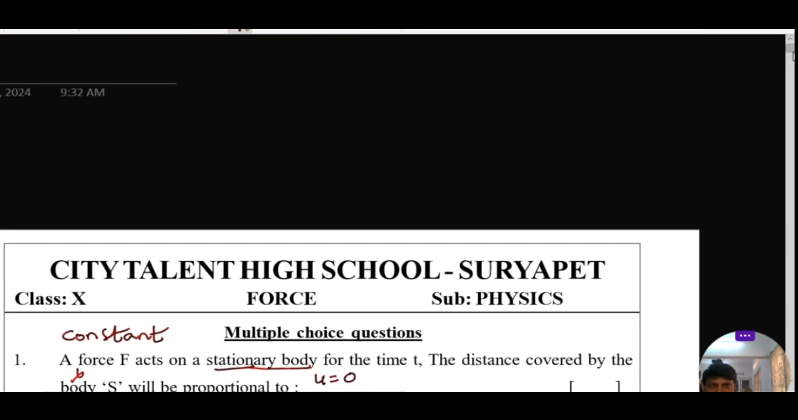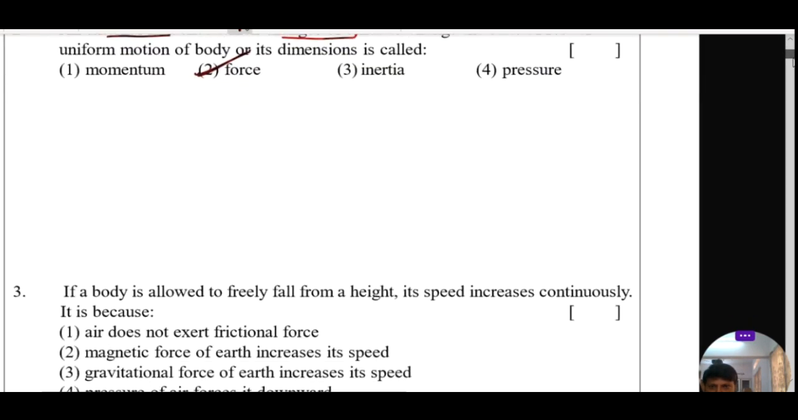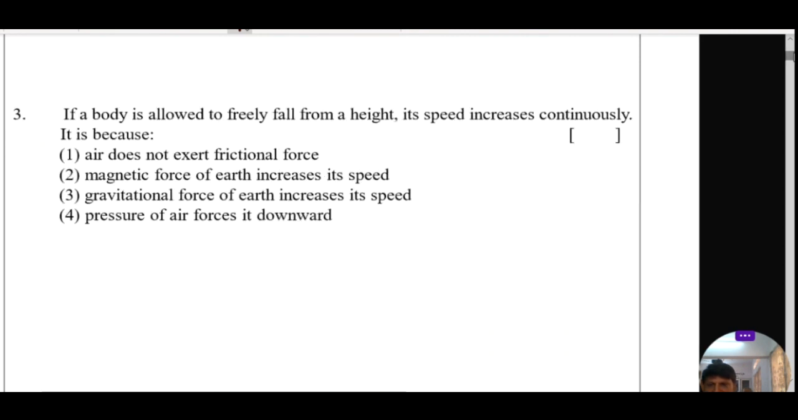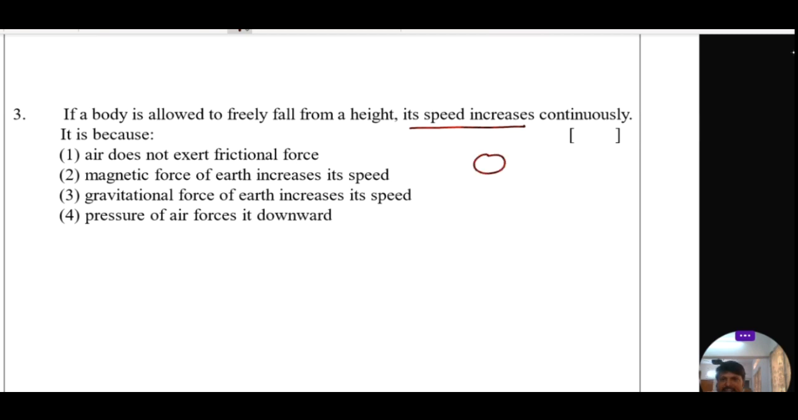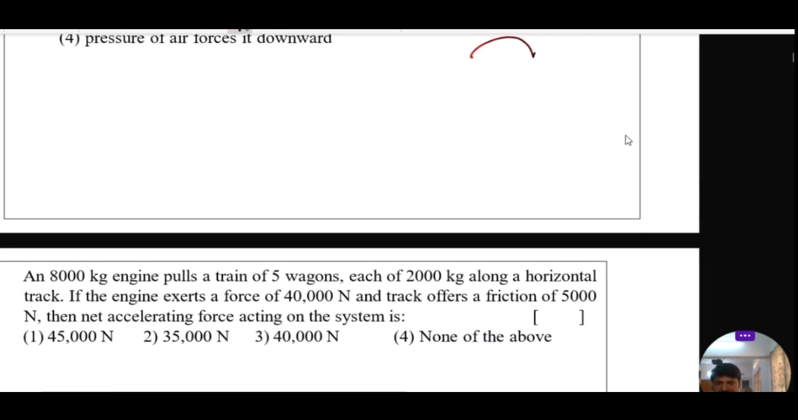If a body is allowed to freely fall from a height, its speed increases continuously. It is because, when a body is allowed to fall freely, suppose initial speed equal to 0. Because of acceleration due to gravity and because of gravitational force, its speed increases. That means it is because gravitational force of Earth increases its speed. So option 3 is the right answer.